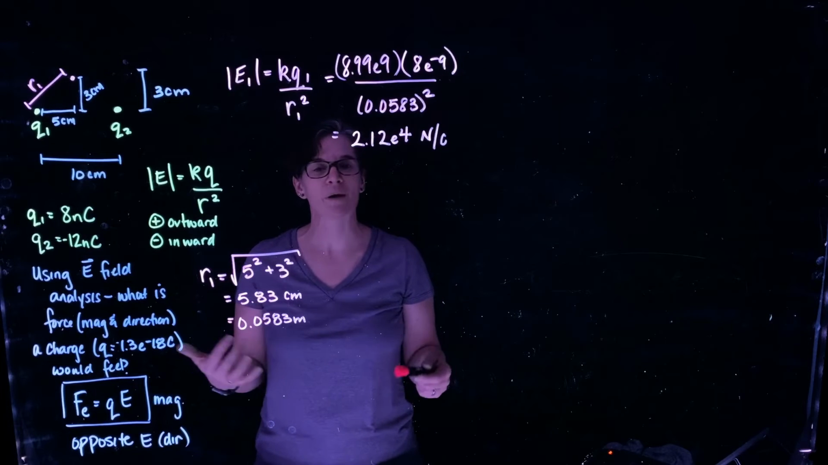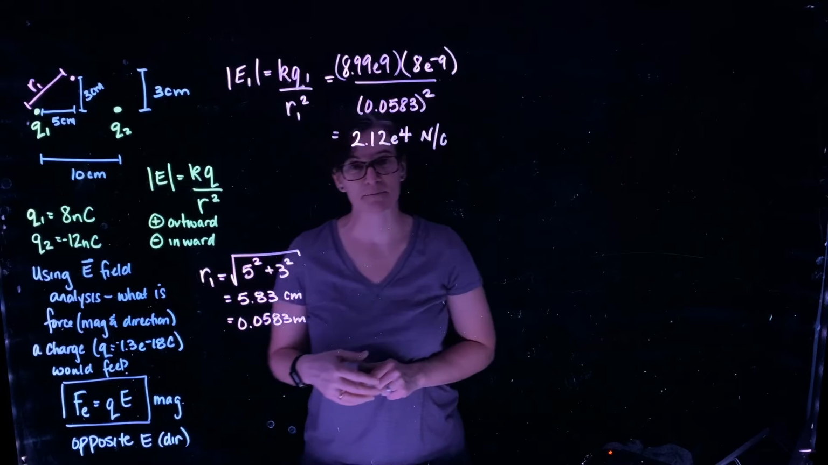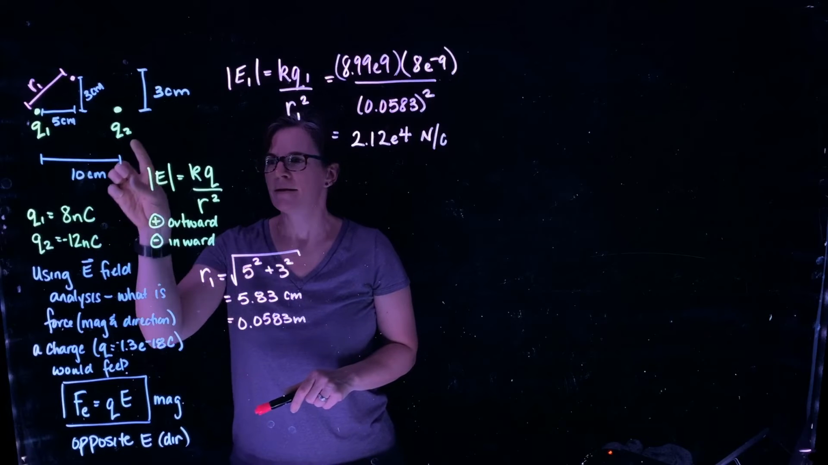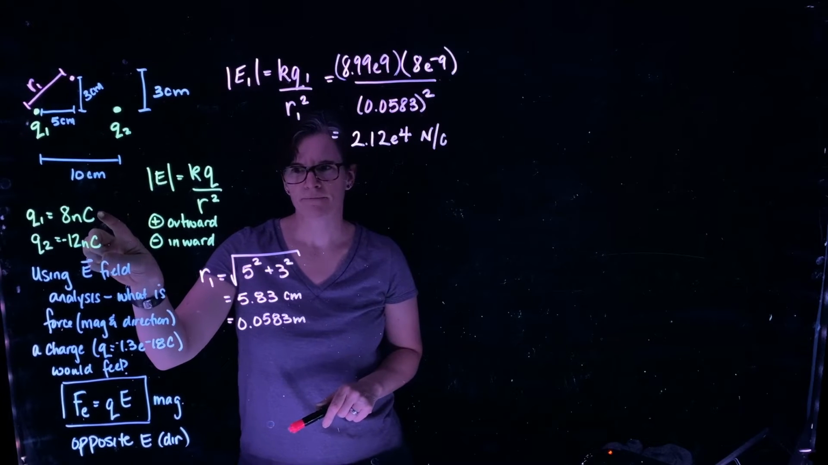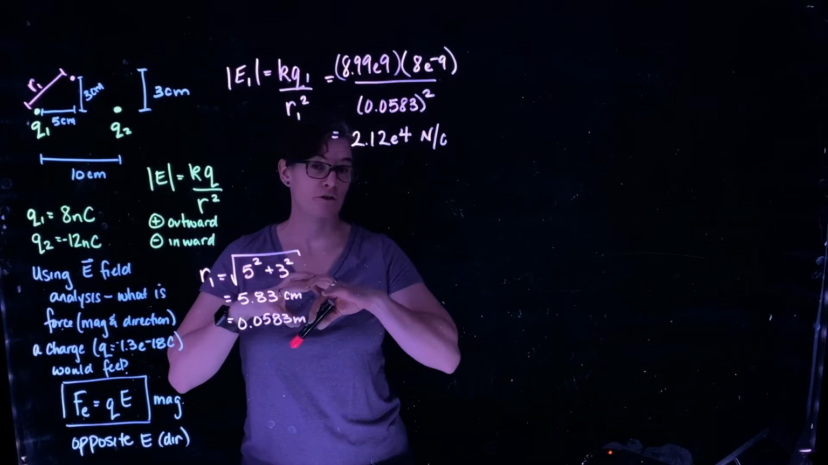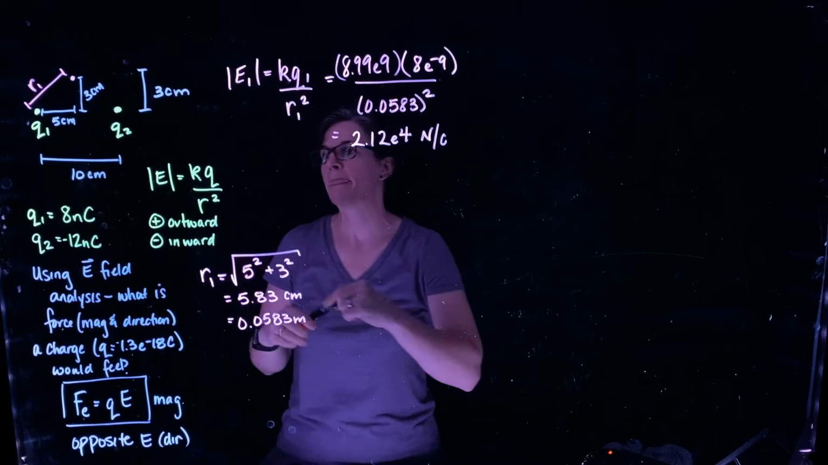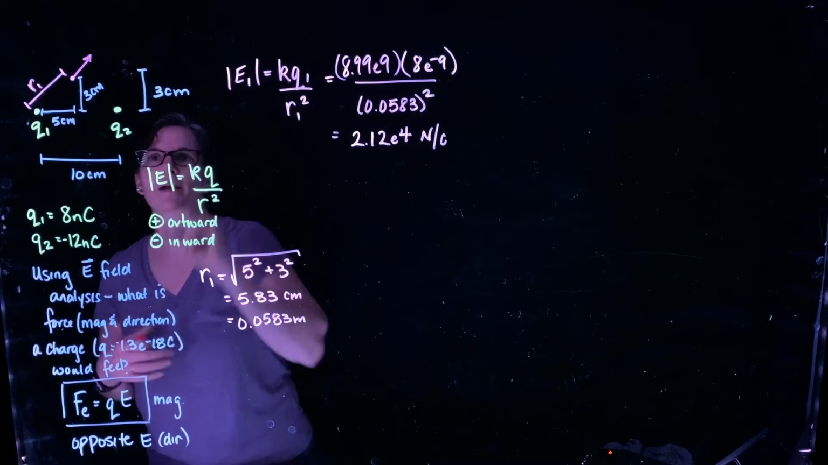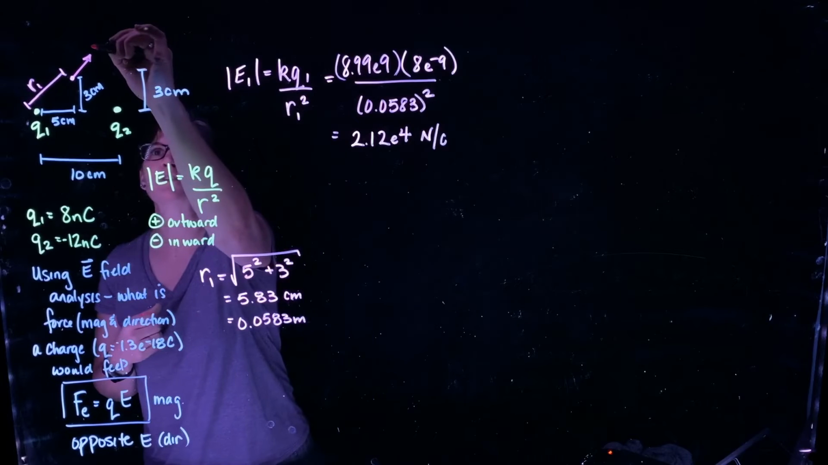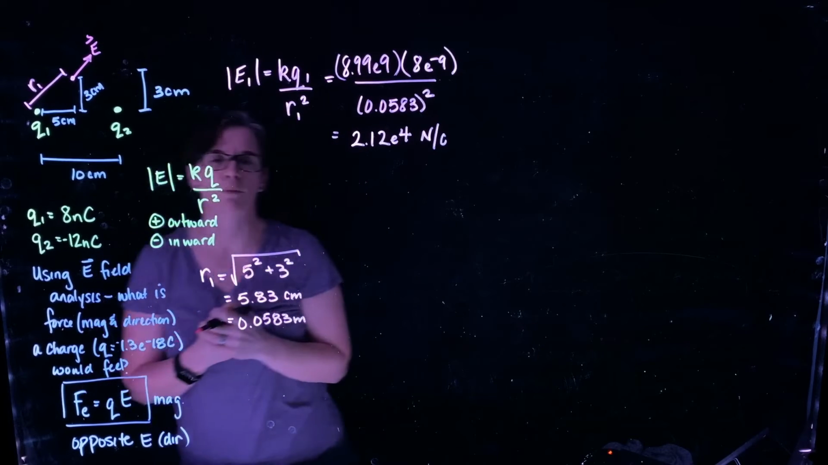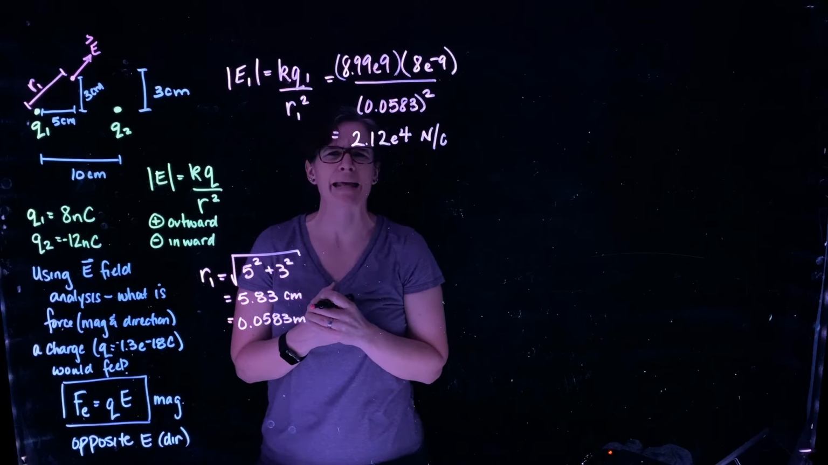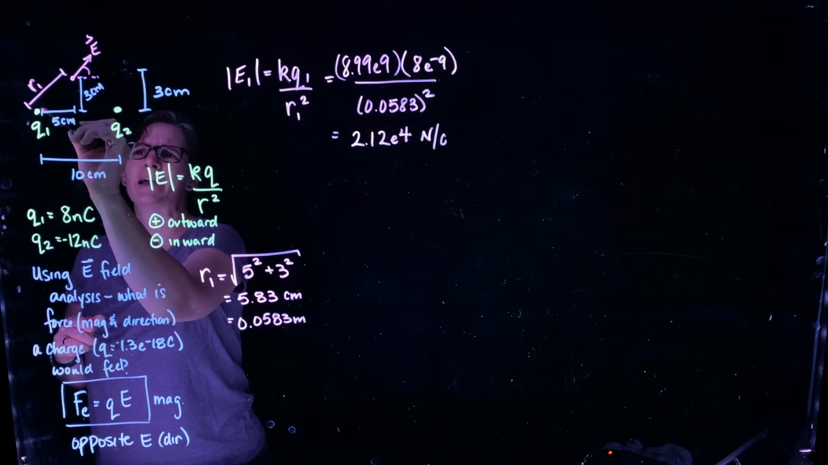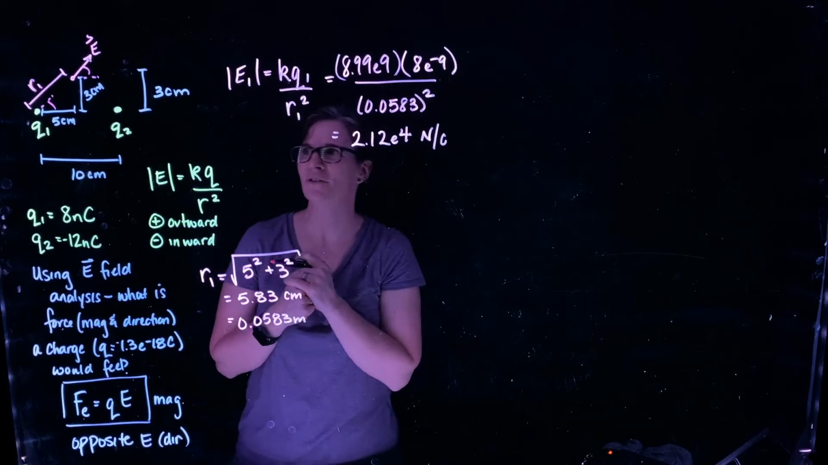So how do I know what angle it's acting at? Well, first we want to look at the direction it's pointing. Charge 1 is positive. We know that for positive charges, the electric fields point radially outward. So that means that this location radially outward is in this direction. So that's the direction of our electric field with magnitude 2.12. Well, what is that angle? Well, that angle is the same as that angle. Okay, those are the same angles.